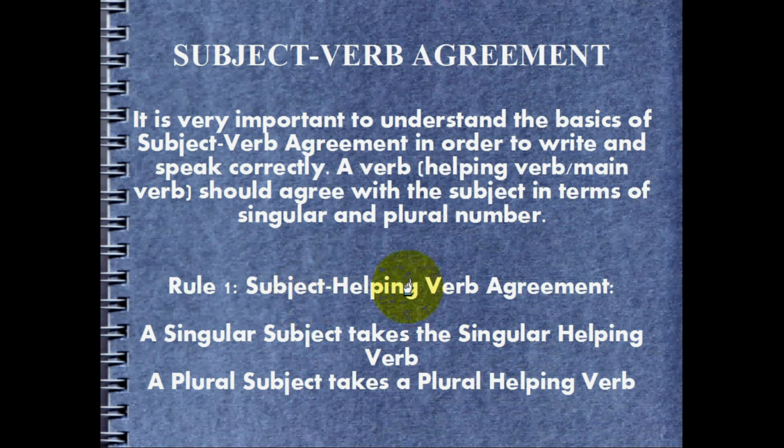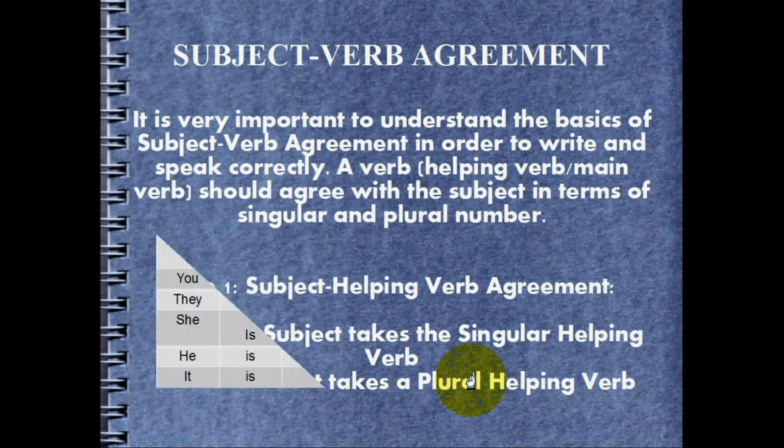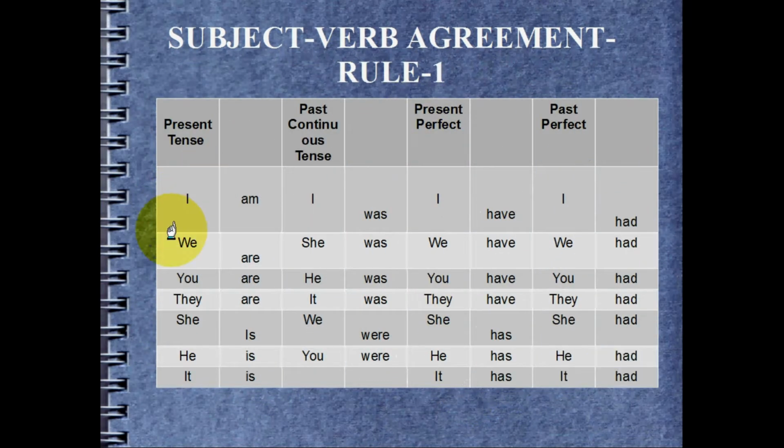So the first rule is subject and helping verb agreement. The first rule is a singular subject takes the singular helping verb and a plural subject takes the plural helping verb. The chart given here will clearly show you the various helping verbs with various subject pronouns.